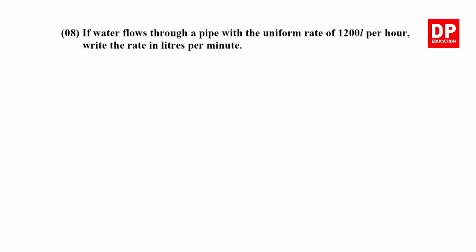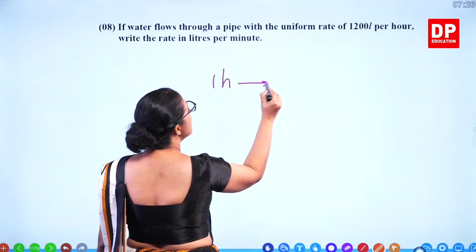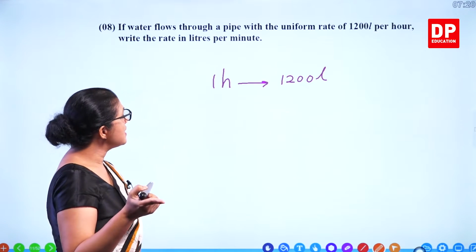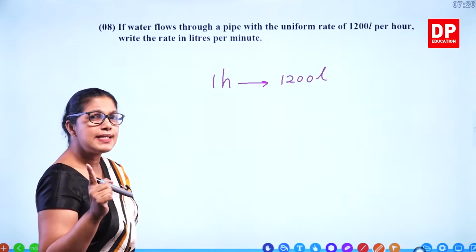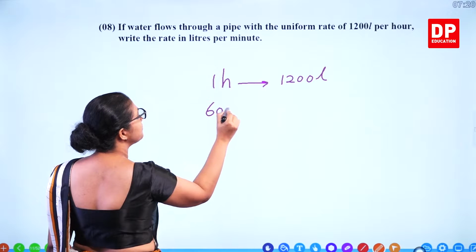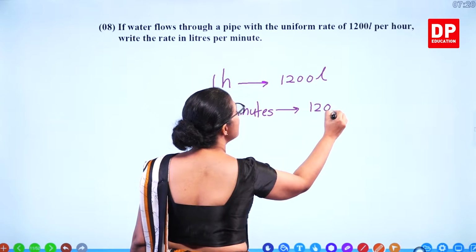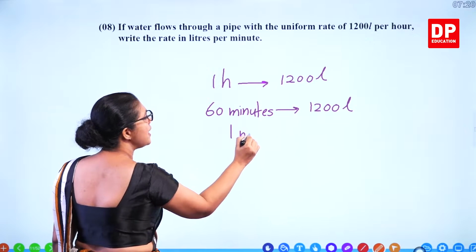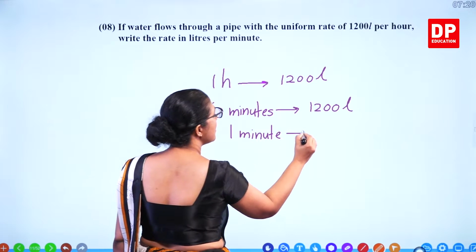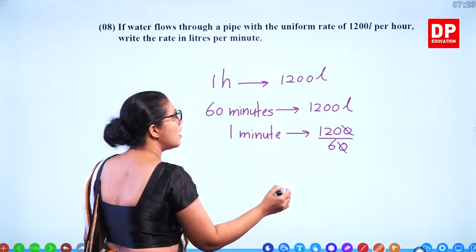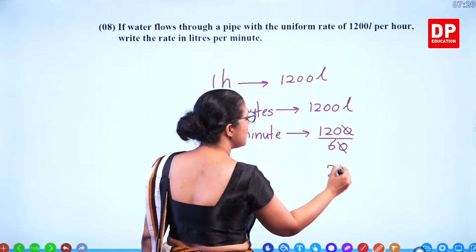Question number 8. If water flows through a pipe with the uniform rate of 1200 liters per hour, 1 hour, 1200 liters. Now they are asking, write the rate in liters per minute. So how many minutes in 1 hour? 60 minutes. That means 1200 liters. So we need 1 minute. Divide by 60. 1200 divided by 60. 0 get cancelled out. 6 times 2, 6 times 2, 12 and 0.